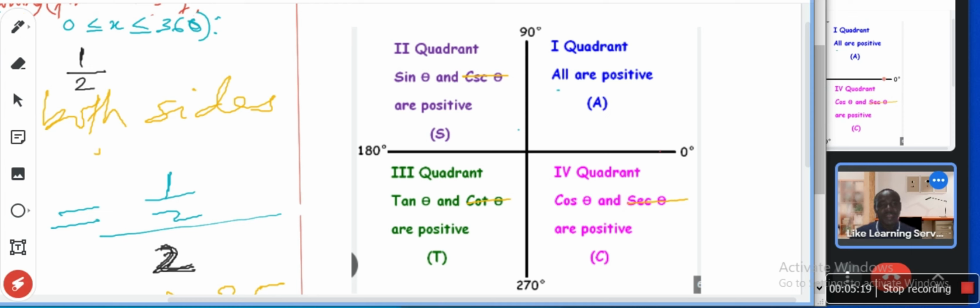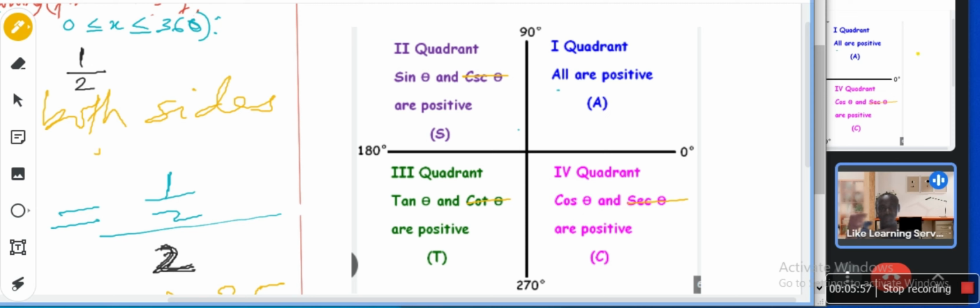But then, in this first quadrant, which is between 0 and 90, all of them are positive. In this second quadrant, which is between 90 and 180, only sine is positive. The rest are negative. In the third quadrant, between 180 and 270, only tangent is positive. The rest are negative. In the fourth quadrant, between 270 and 360, or back to 0, only cosine is positive. The rest are negative.